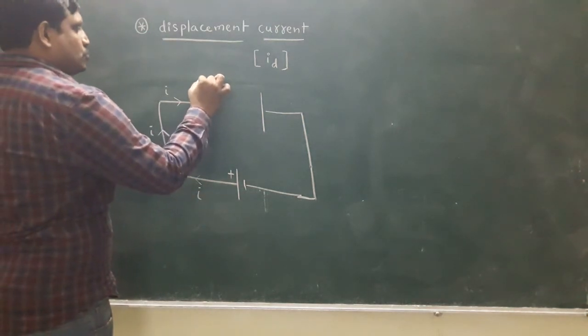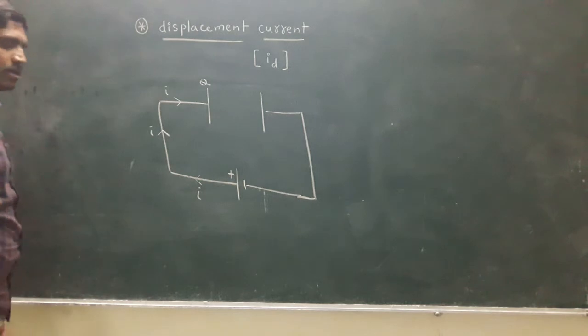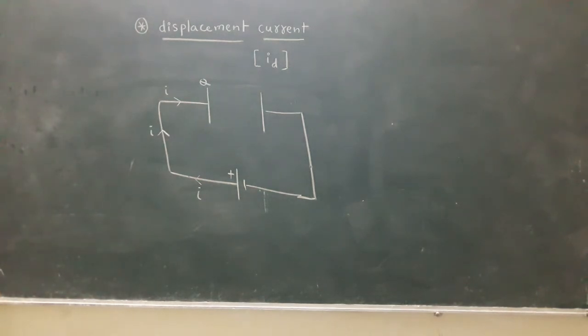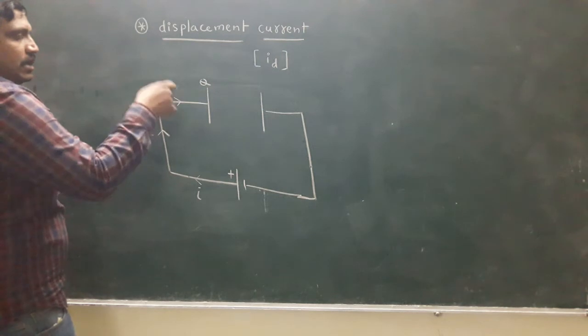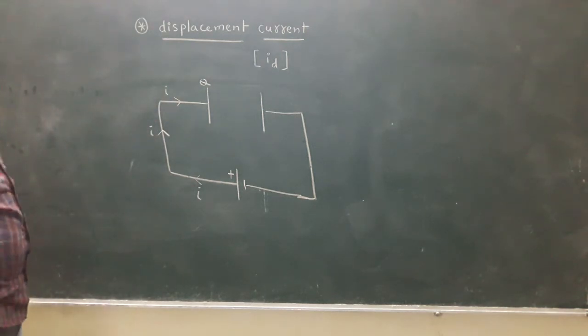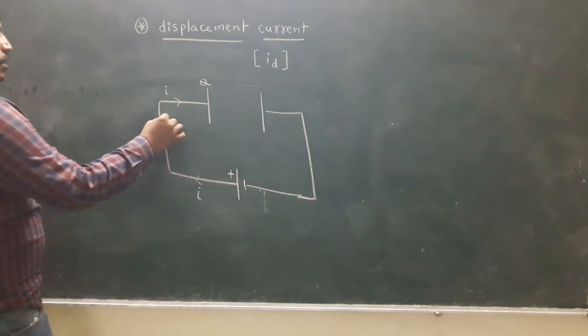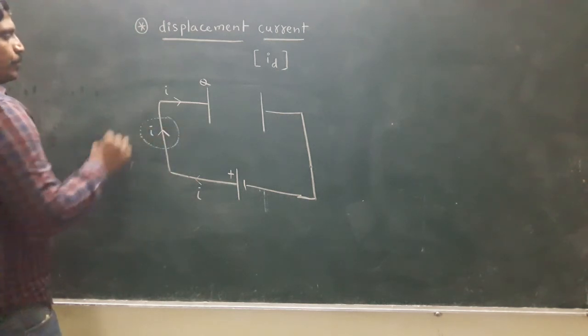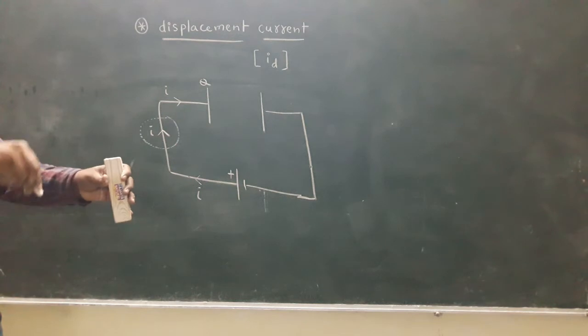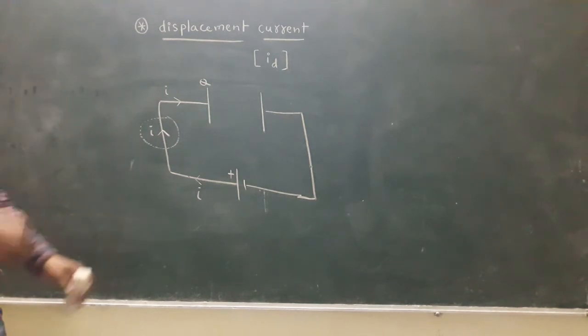Here, what will be stored on the capacitor? Charge. Look here, all of you. Here the battery is supplying current. According to Ampere's circuit law, a current carrying wire produces a magnetic field around the wire.